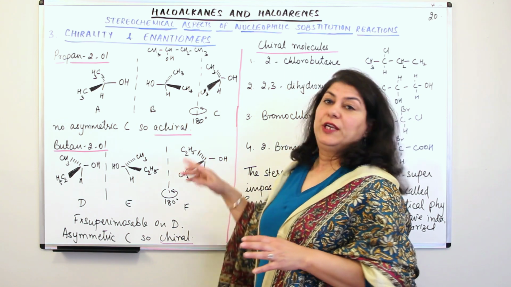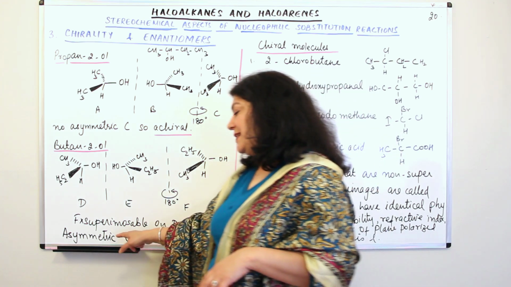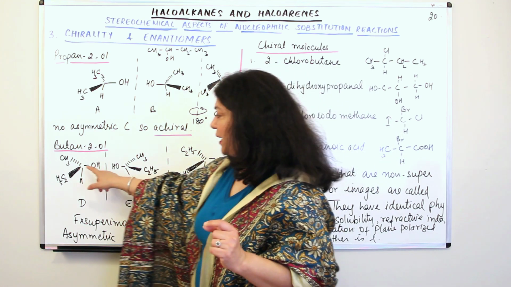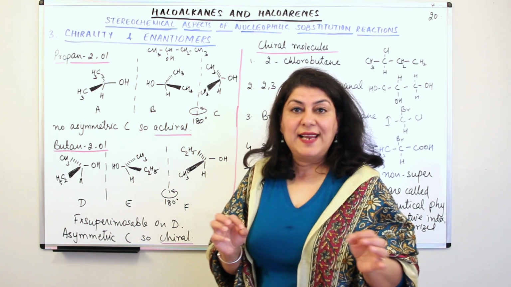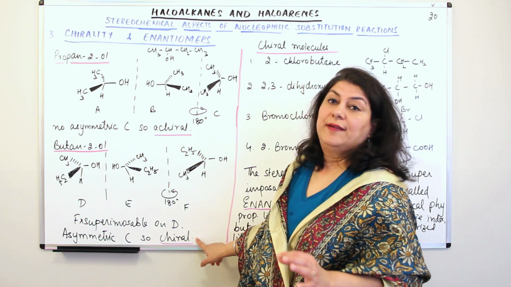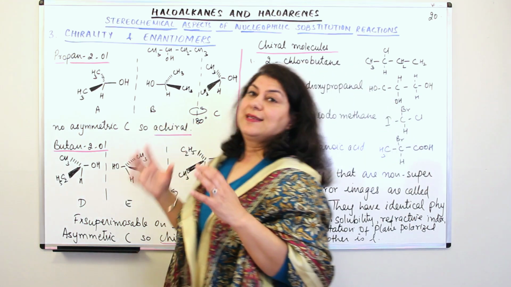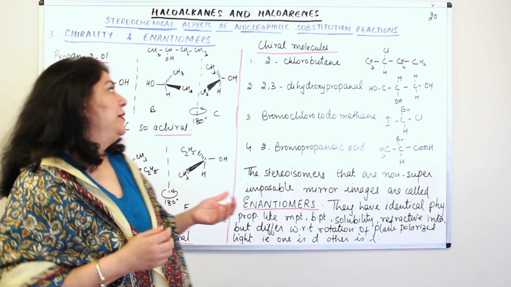Therefore, this molecule is asymmetric. It is not symmetric. And since it is asymmetric, it has an asymmetric carbon, it has a chiral center. Therefore, it shows chirality and it is a chiral molecule. Right? Having understood this, let us take a few more examples of chiral molecules.